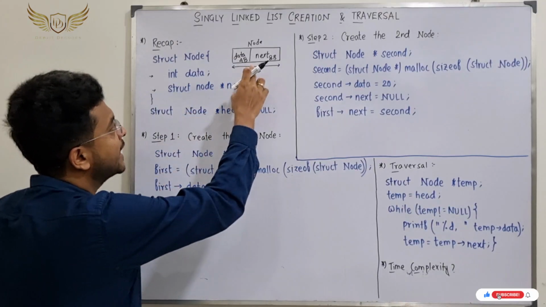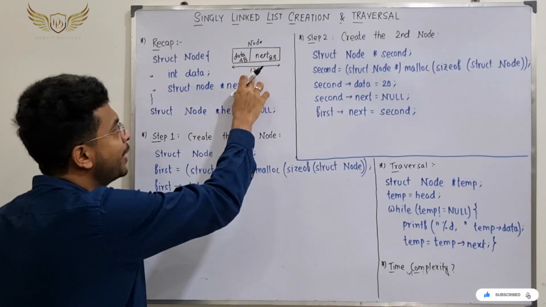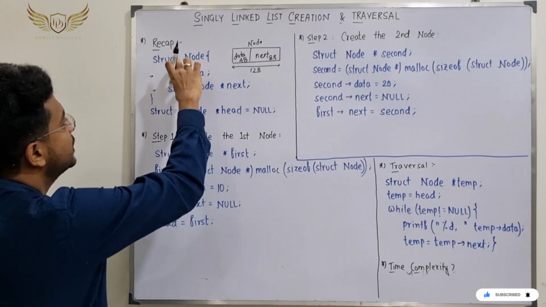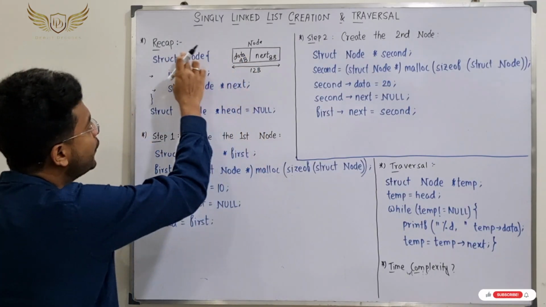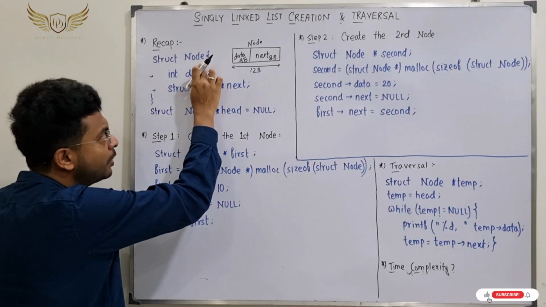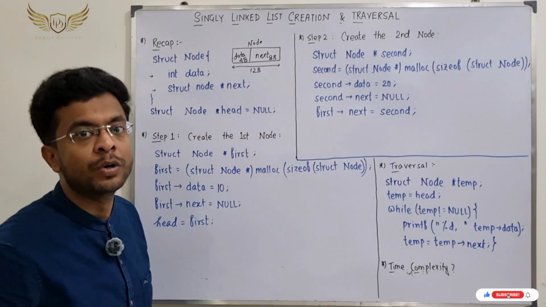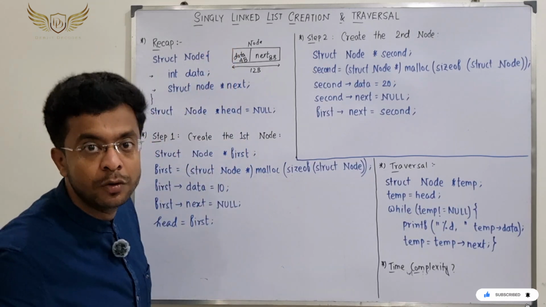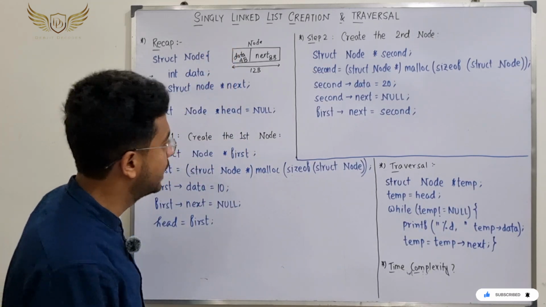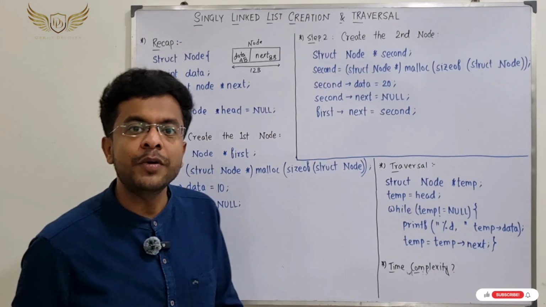So in that case, the size will be 4 plus 8 plus 8 because there are two pointers, so it will be 20. But for the time being, for the single linked list, this 12 is enough. So far we have talked about the structure of the node and how this node looks. But we haven't created any node yet. We are just defining how the node structure will look like, right?